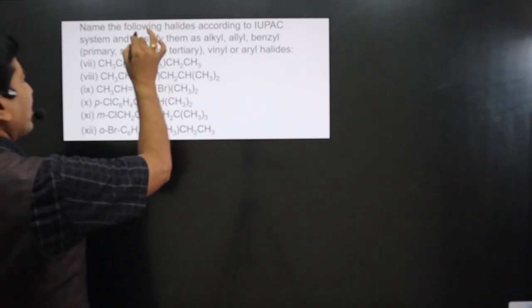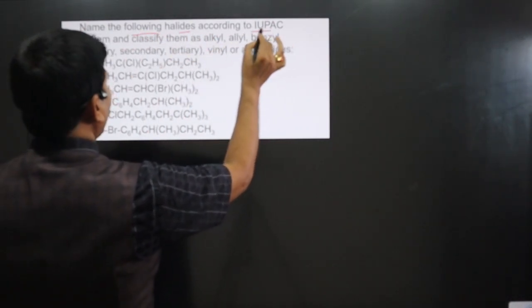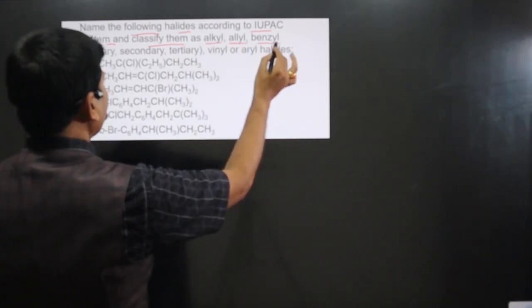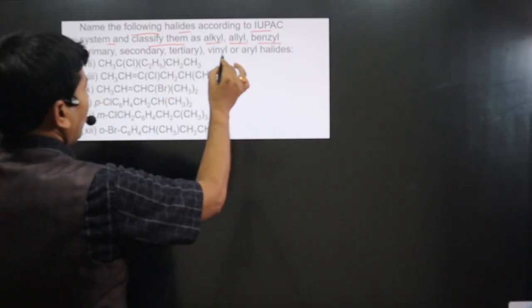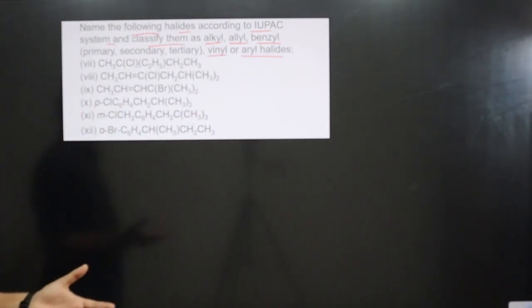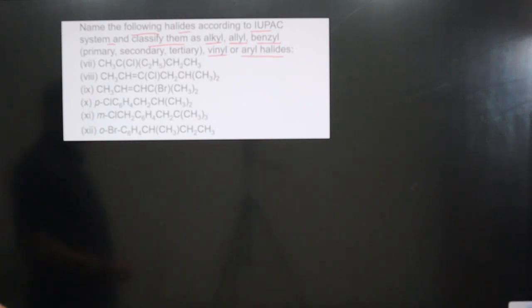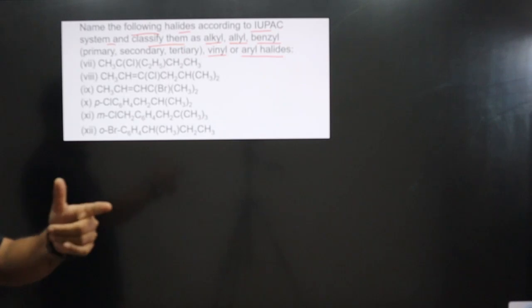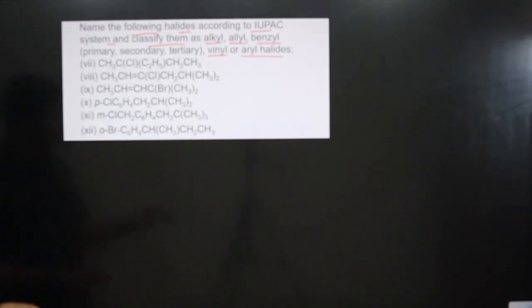The question says name the following halides according to the IUPAC system and classify them as alkyl, allyl, benzyl, primary, secondary or tertiary, vinyl or aryl halides. The first part we have done already, and now the other remaining compounds. We have the sixth compound, for which we have to give the IUPAC name and then classify accordingly. Better we can draw the structure.